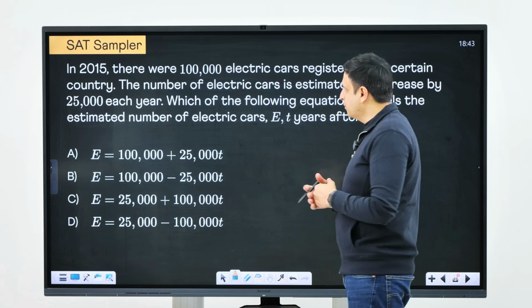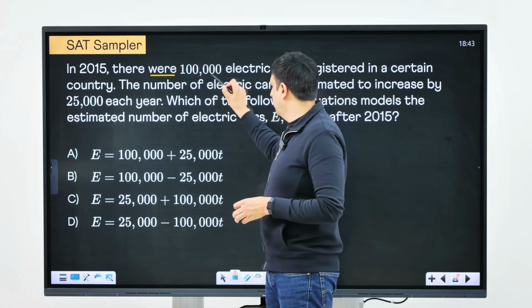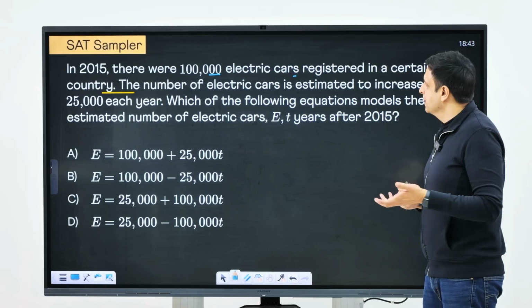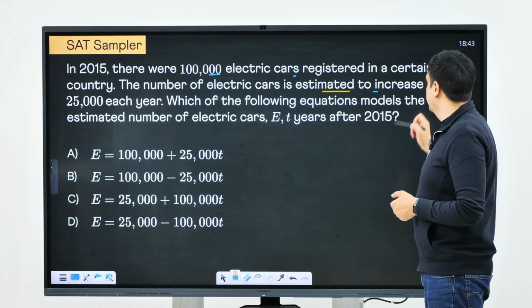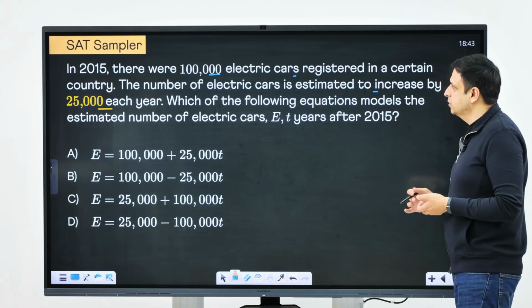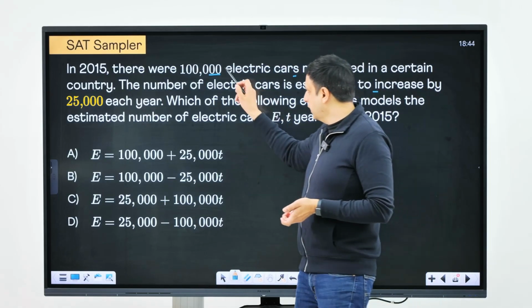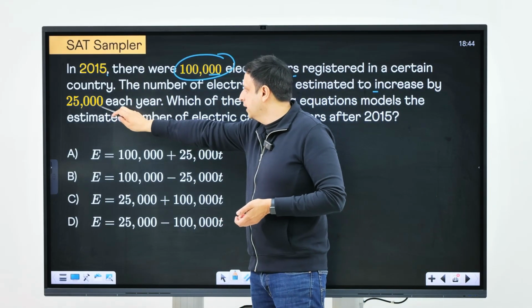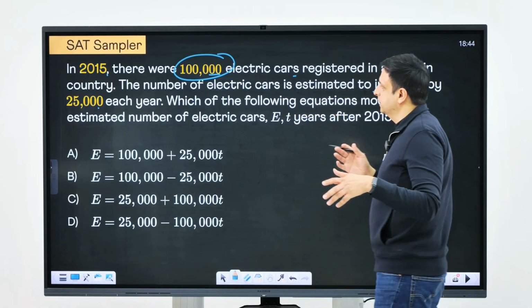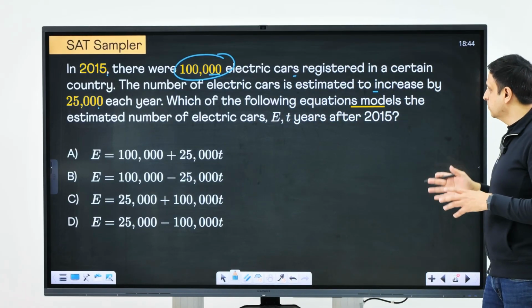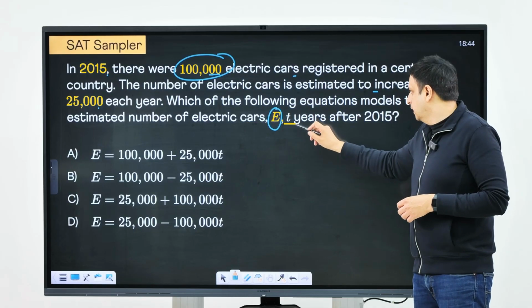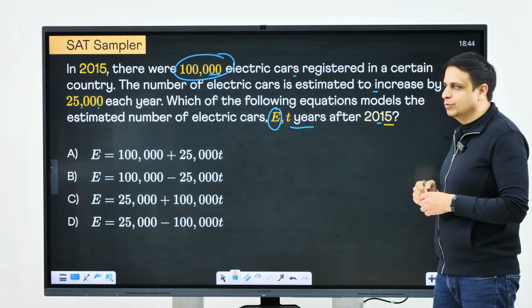Now here's our next problem. In 2015 there were 100,000 electric cars registered in a certain country. The number of electric cars is estimated to increase by 25,000 each year. So we are starting with 100,000 in this year 2015, and then every year there is an increase of 25,000. Which of the following equations models the estimated number of electric cars E, t years after 2015?